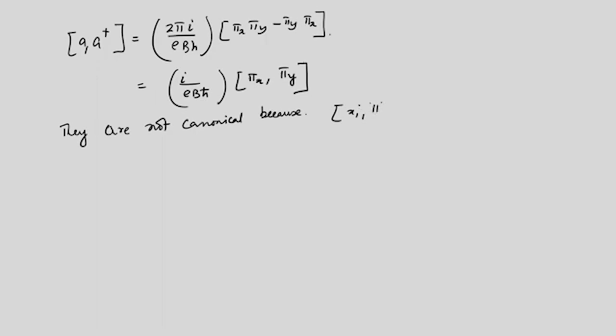So we just say that they are not canonical because [x i, pi j] is not equal to delta ij. What I mean is, i h cross delta ij, or just let me write it as delta ij and so on. Okay, you can write that, and then of course [pi i, pi j] is not equal to zero as well. Okay, so that's why they are not canonical.